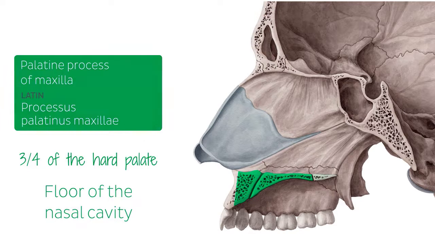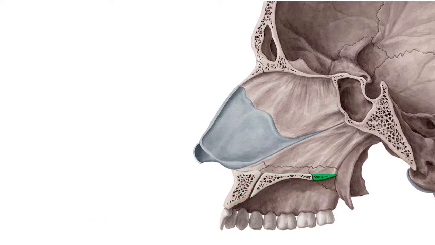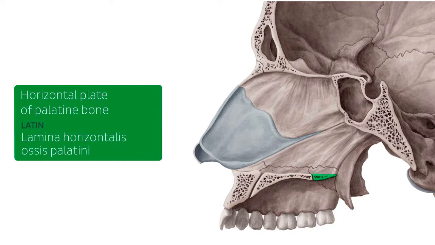Immediately posterior to the palatine process of the maxilla is the horizontal plate of the palatine bone. This makes up the posterior quarter of the hard palate. Its posterior border is free, and this is where the soft palate attaches.